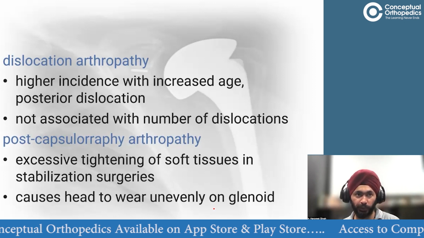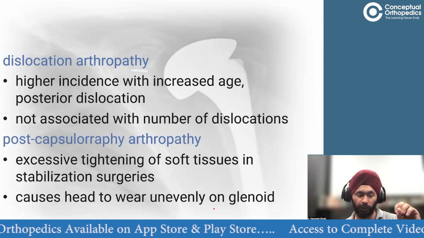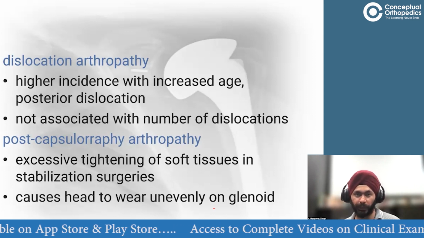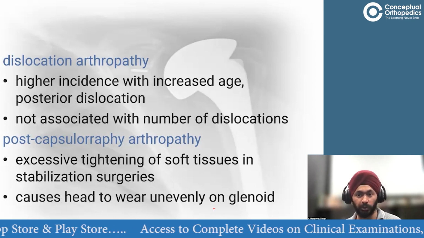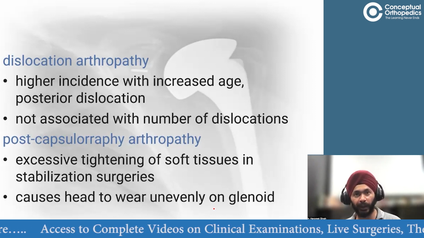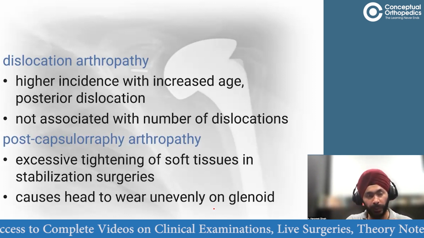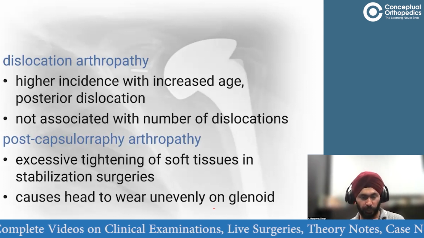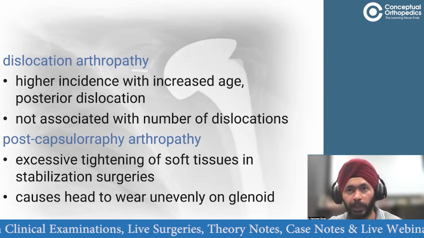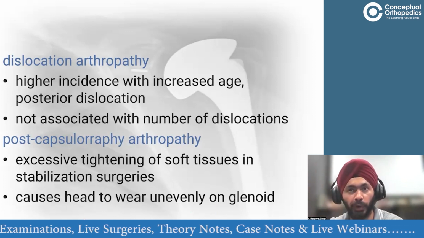Also, if you do excessive tightening when you do a shoulder instability procedure, a soft tissue procedure, it can lead to uneven glenoid wear and can lead to arthritis. This was more common, post-capsulorrhaphy arthropathy, when we used to do a procedure called thermal capsulorrhaphy.